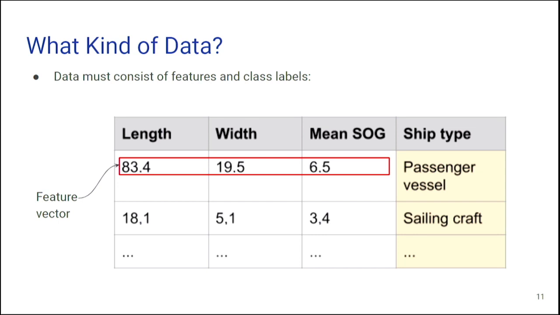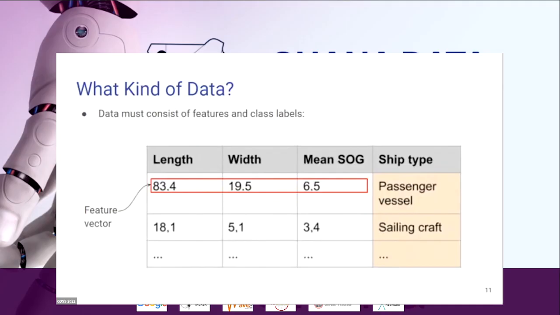So what kind of data do we need to do classification when we are trying to build machine learning models for classification? Like I've said, I already mentioned for supervised learning, we have some data X, which contains some features. So now these features are individual properties of our data domain, individual properties that we can measure, right? So here we have a data set for ships, and then we are measuring the length, the width, and then the mean speed over ground. And then these are the features we are measuring.